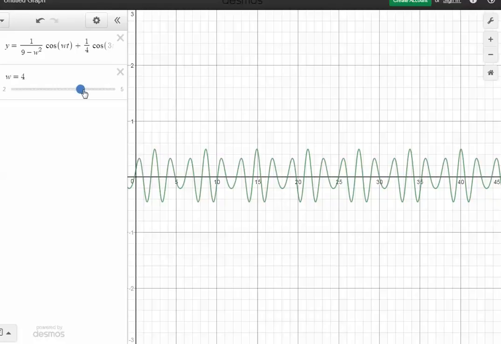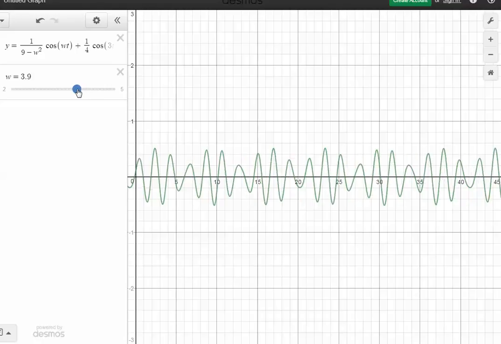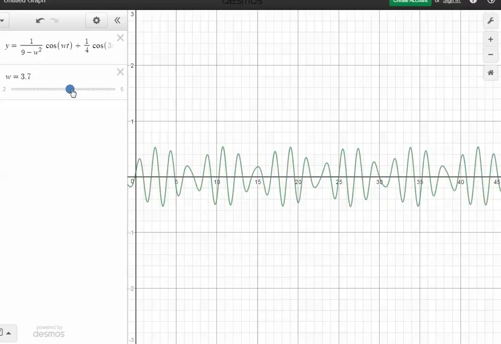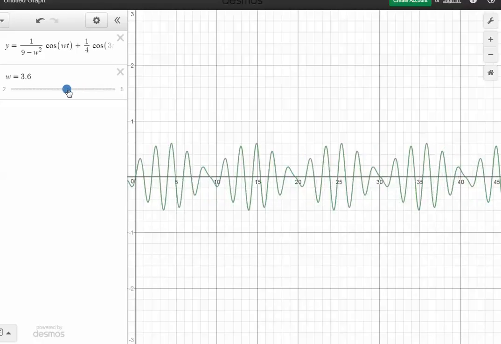And now I'm going to let my slider approach 3. And we're going to see some interesting things, hopefully. So 3.9, 3.8, 3.7, 3.6. Now this is interesting. Let's stop there. Now what you see, you see the regular oscillations, but the amplitude itself seems to be oscillating: big, and then small, and then big, and then small. So we have sort of two oscillation patterns on top of each other.